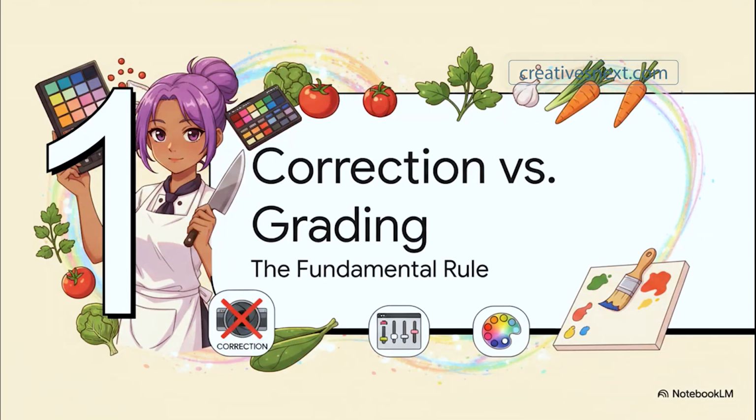But before we even touch a single tool, we need to get one thing straight. This is the golden rule, the most important concept in color. Think of it like a chef in a kitchen. You have to prep your ingredients before you start cooking the masterpiece. And in our world, that means correction always, and I mean always, comes before grading.